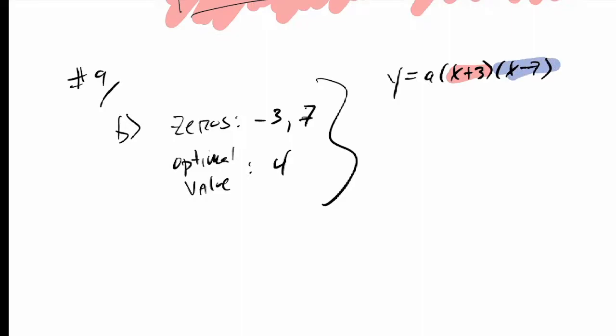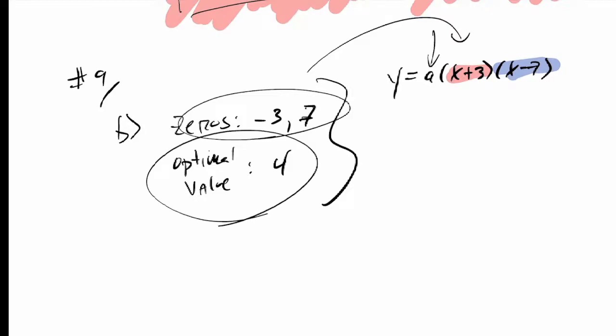Right? Is everyone okay with that? I needed zeros at -3 and 7. I've made that happen. The only thing is I don't know the a value. So they tell me I have an optimal. This is a bit tricky. They tell me I have an optimal value at 4.